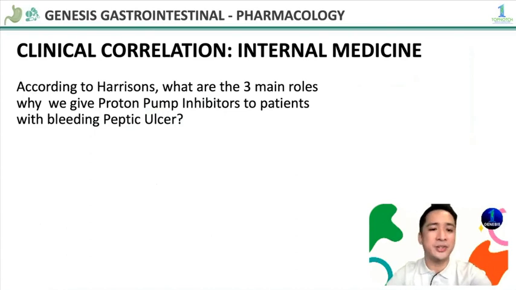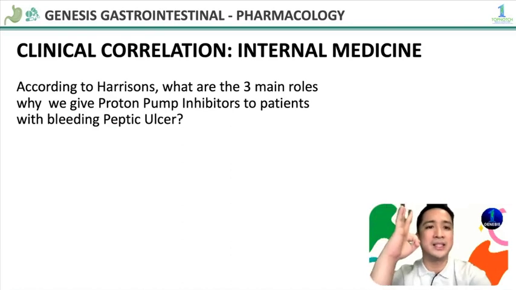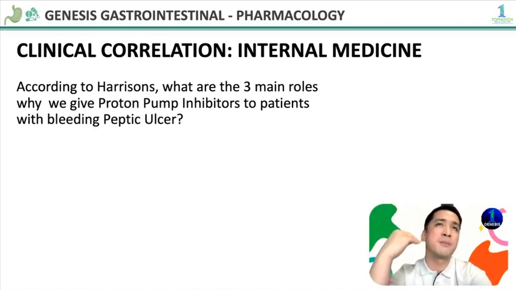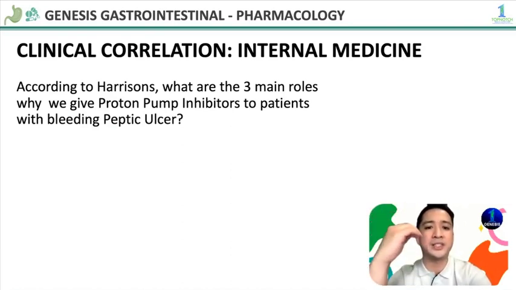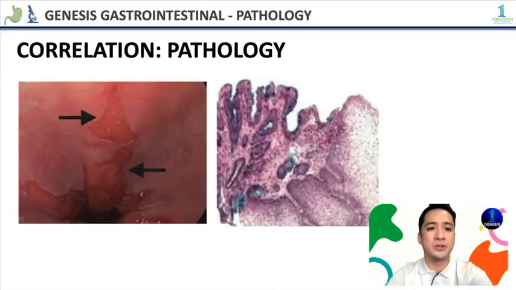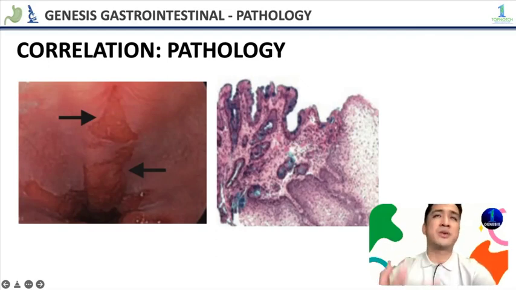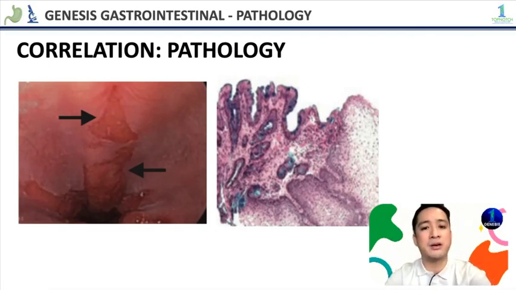So the answer to this is, to maintain an intragastric pH of 6, to maintain the stability of the clot, and to decrease mortality. These are the 3 reasons why we give proton pump inhibitors to patients with bleeding peptic ulcer. So you see here, a correlation to pathology, we have the intestinal metaplasia, right? Associated with chronic GERD. Yes, you're correct.